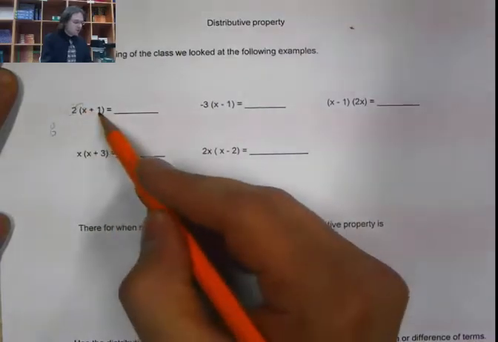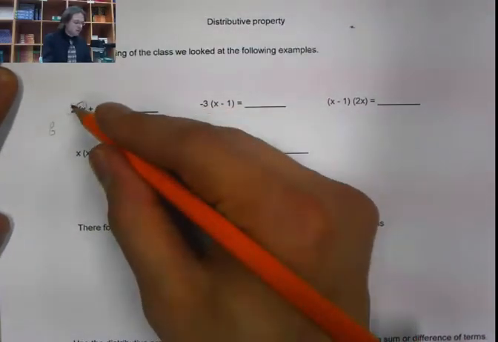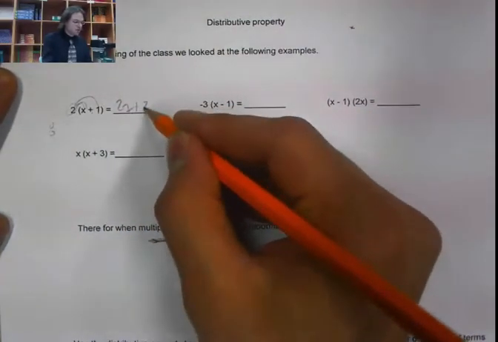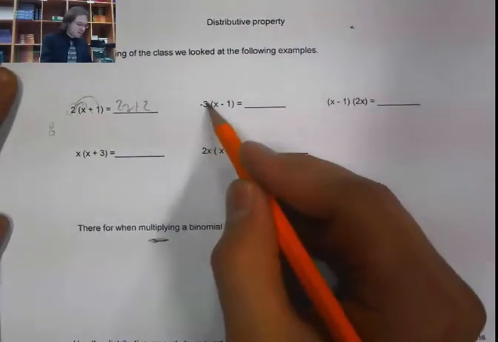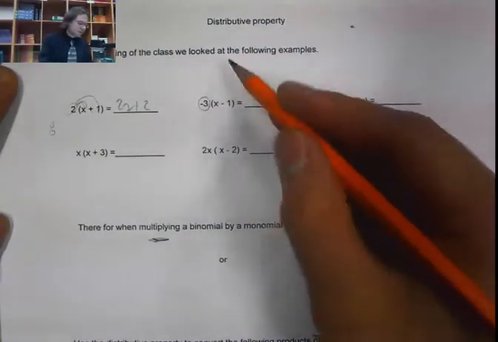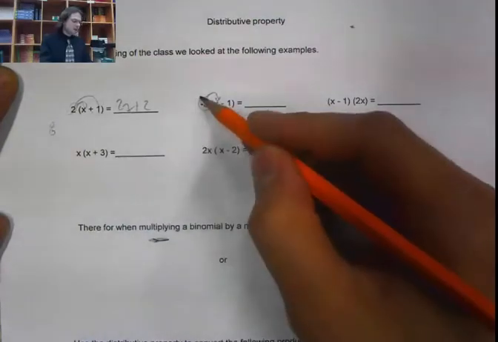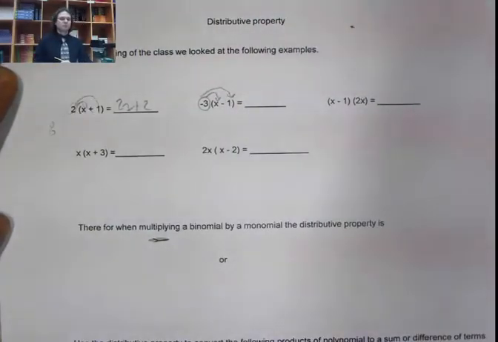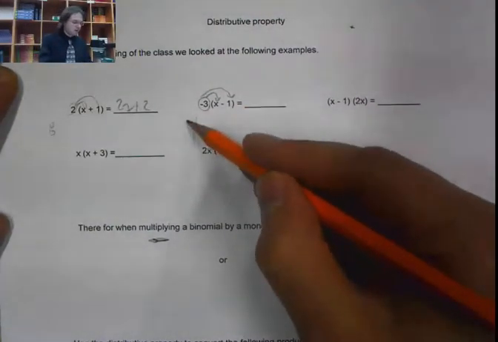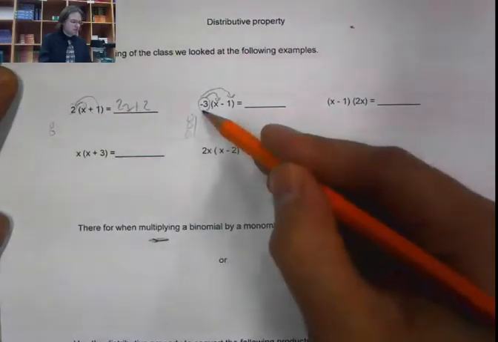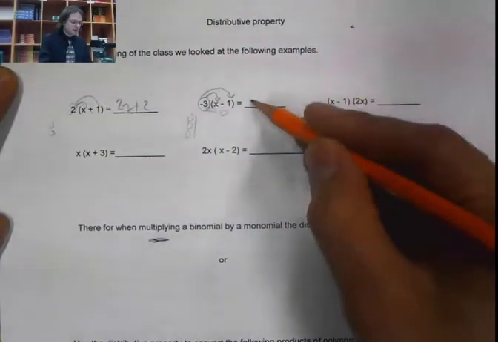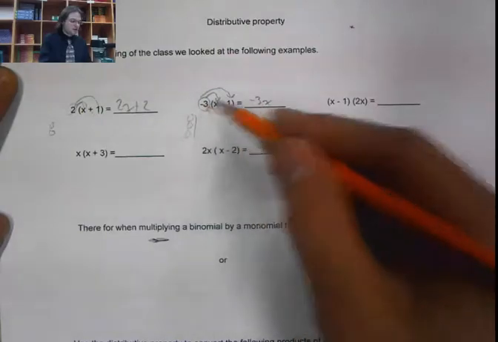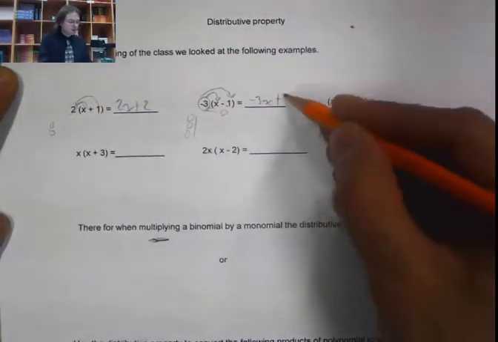And they must also be multiplied by the 1. So I end up getting 2x plus 2. For this one here, we have the negative 3 on the outside. This negative 3 must be multiplied by the x and also be multiplied by the negative 1, because everything on the outside must have been multiplied by everything on top. So I end up getting negative 3x, and negative times a negative is a positive, plus 3.